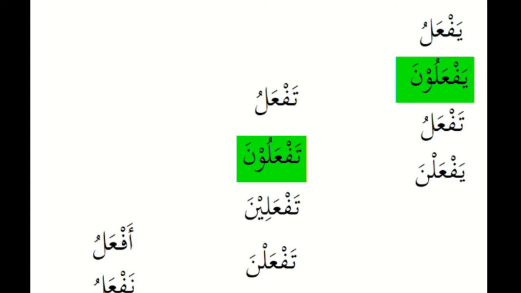The first one is that يفعلون and تفعلون look very similar. That was not maybe the greatest choice of color. But يفعلون and تفعلون, they look very similar. One starts with a ya, one starts with a ta. The one with the ya is always they. The one with the ta is you.